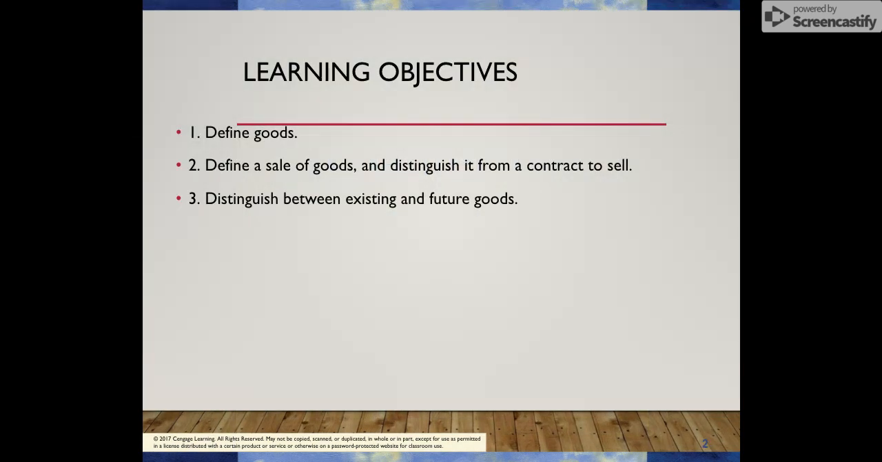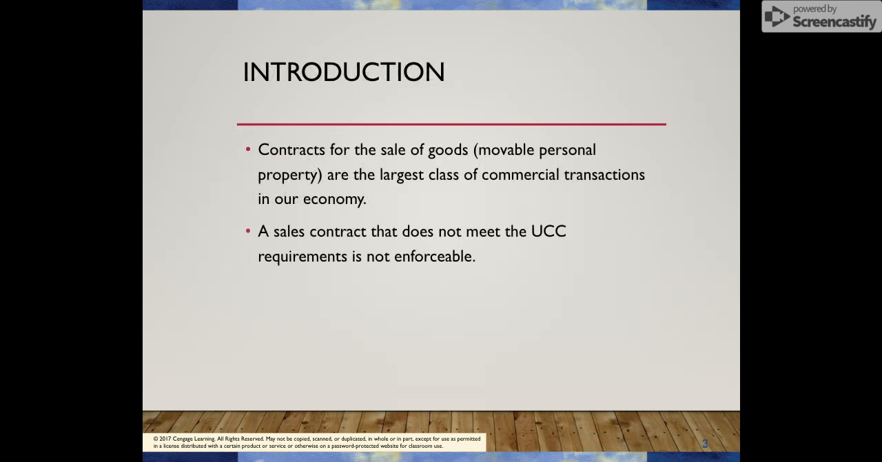So when it comes to Chapter 16, the learning objectives are to define goods, define a sale of goods and distinguish it from a contract to sell, and distinguish between existing and future goods. Again, it's all about the sale of goods.